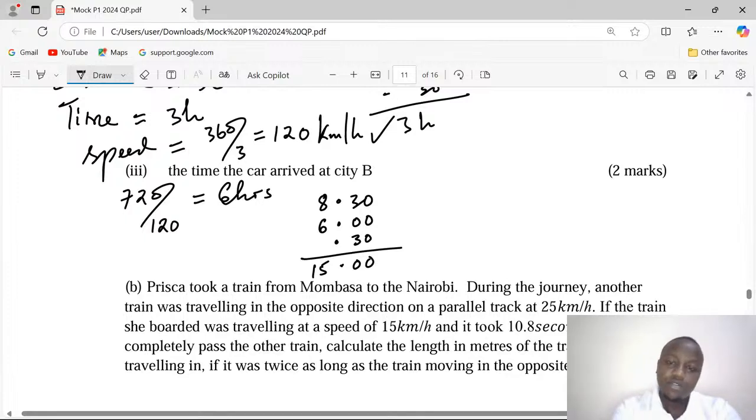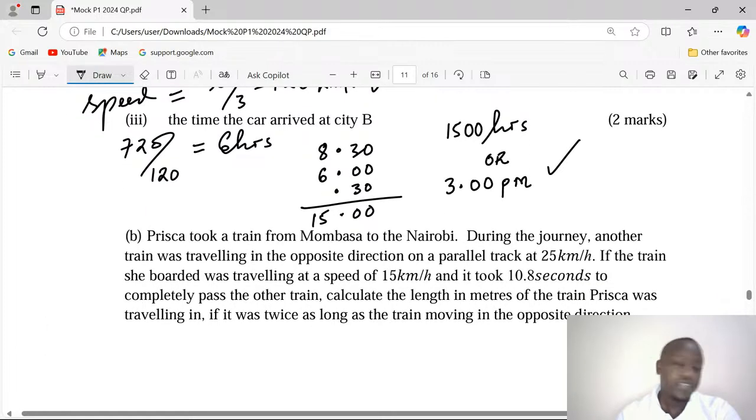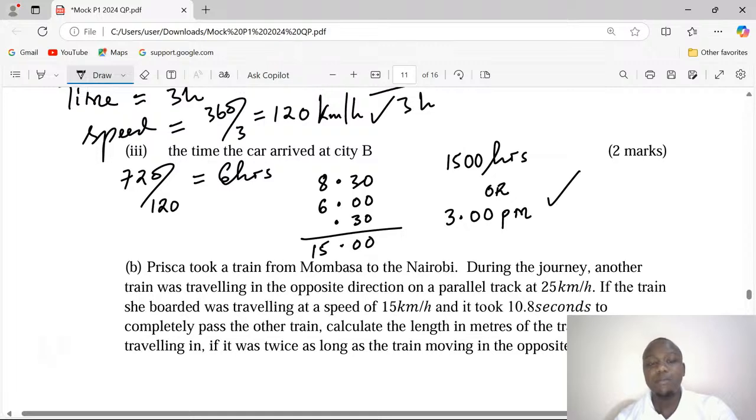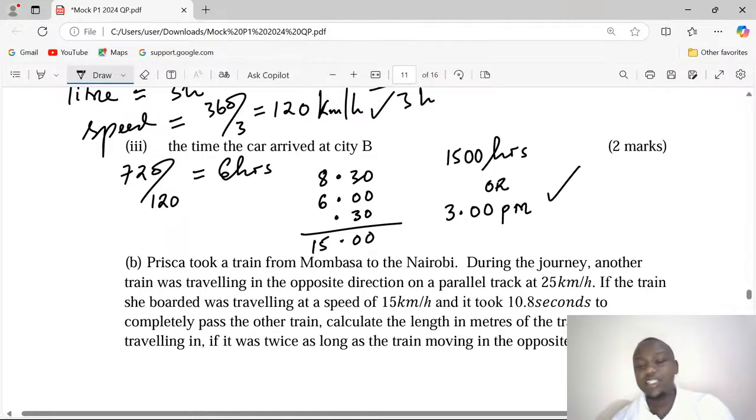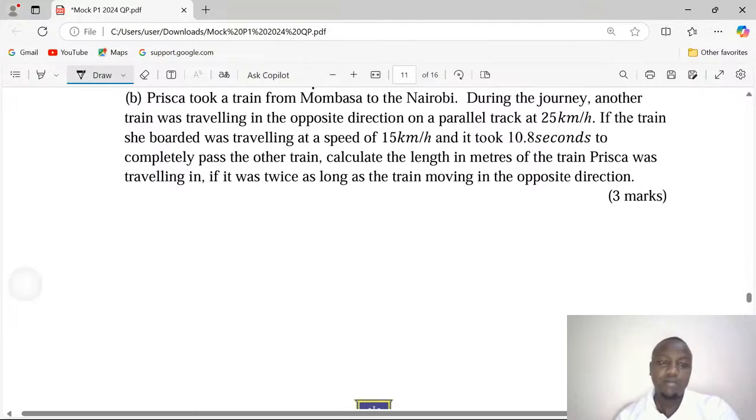15:00. So we can write the time as either 15:00 hours, or in the 12-hour clock system as 3:00 p.m. That is the time the car is going to arrive at city B. Let's look at the part B of this question now.